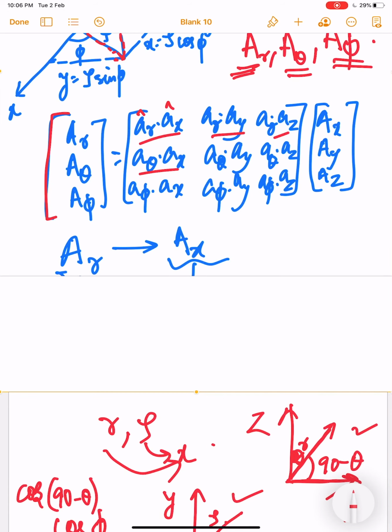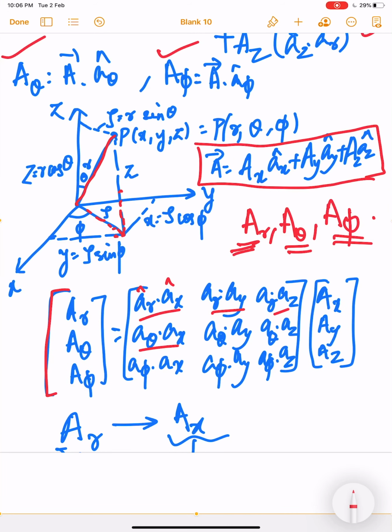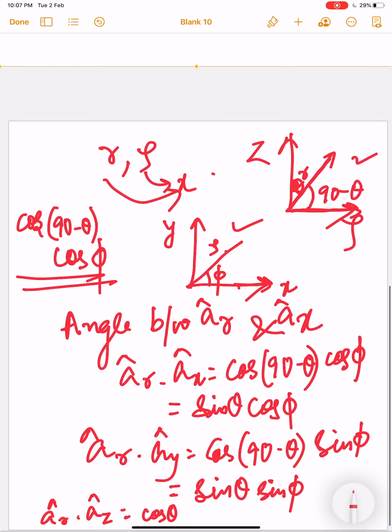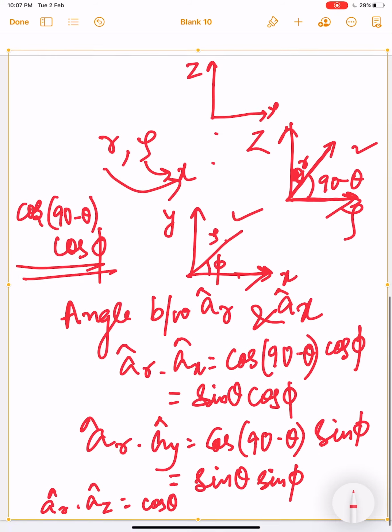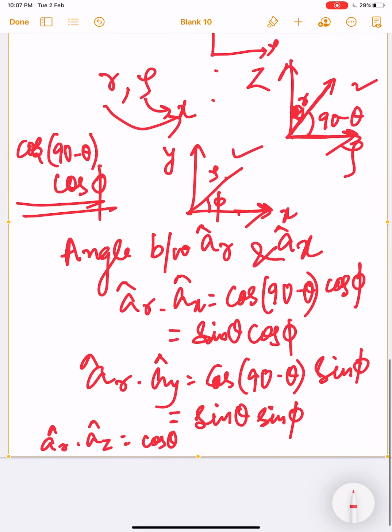Then anything else? Yes, I need to take out a_theta dot a_x and a_theta dot a_y. Okay, so for this, what I'm gonna do is, one second. Yeah, for this, I will again draw for you this z and this rho axis. Okay, let me draw it neatly down somewhere.